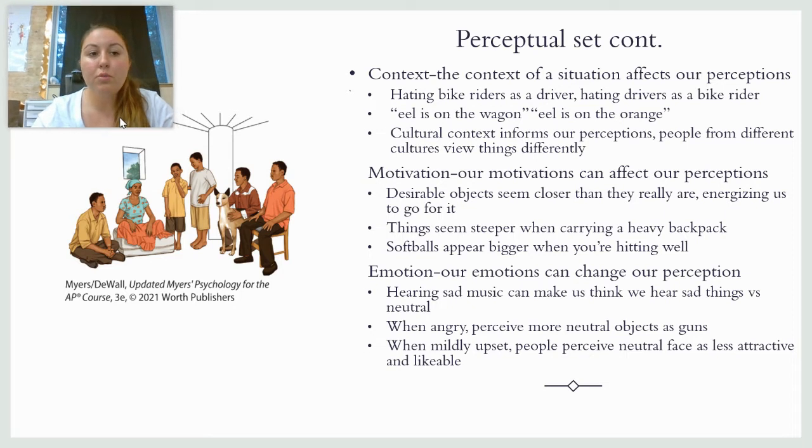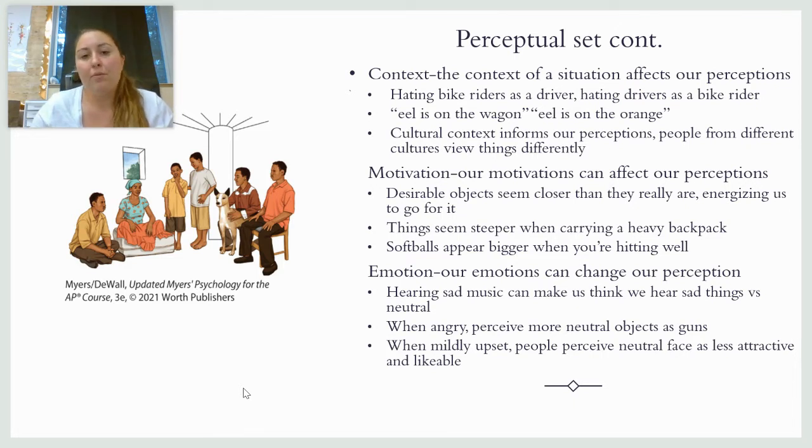Now, perceptual sets can basically be influenced by several different things: the context, the motivation, and the emotion. So first of all, the context of a situation can affect our perception. A researcher said, why is it that when you're a bike rider, you hate car drivers around you, but whenever you're in the driver's seat, you hate that there are bikers everywhere in the way? So your context can influence how you're perceiving a situation.